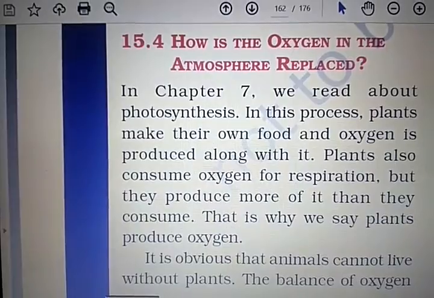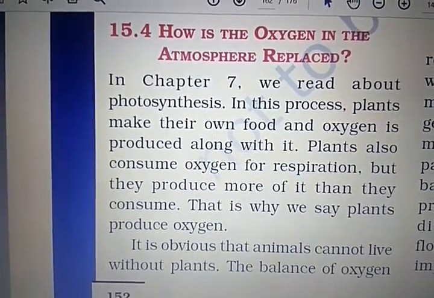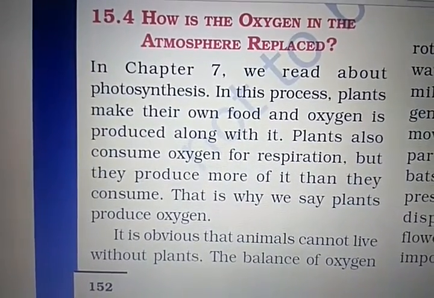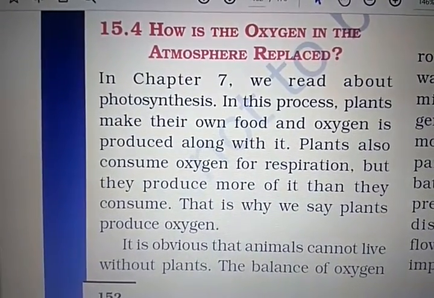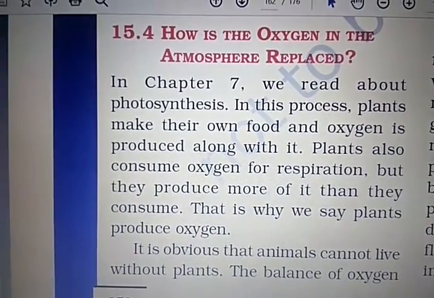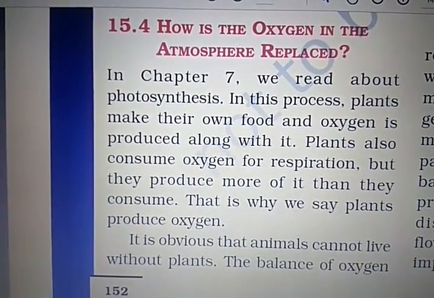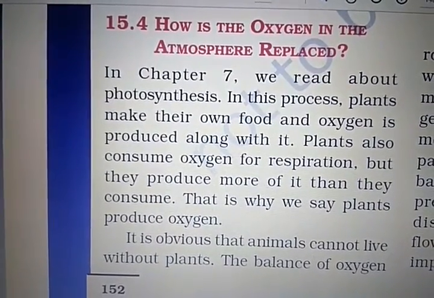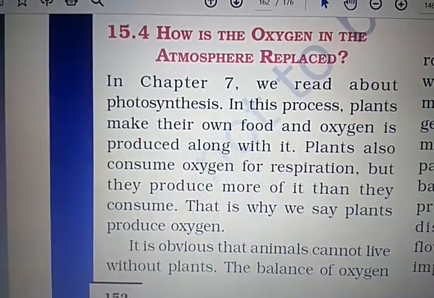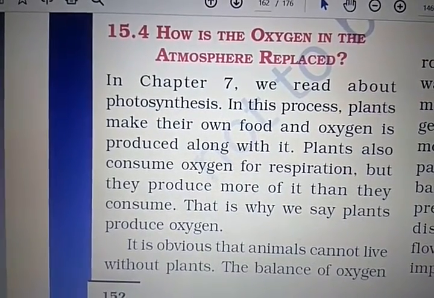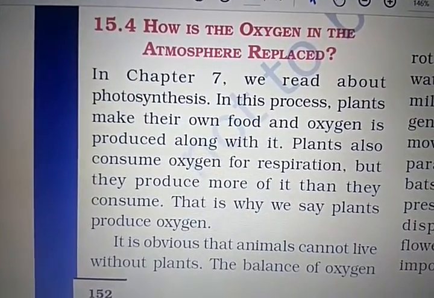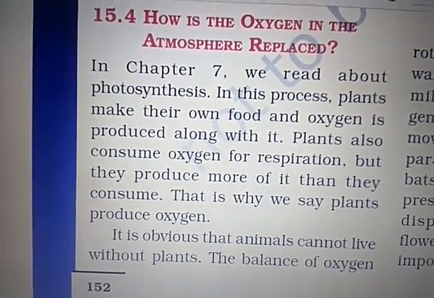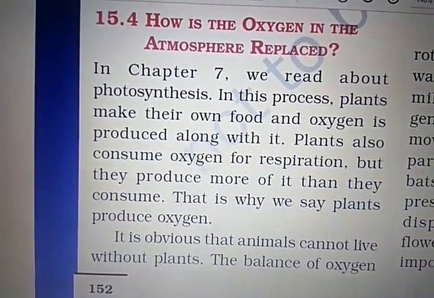Next topic: how is the oxygen in the atmosphere replaced? In chapter 7, dear students, we read about photosynthesis. Through photosynthesis, oxygen balance is maintained in nature. In this process, plants make their own food and oxygen is produced along with it. Plants also consume oxygen for respiration, but they produce more of it than they consume. That's why we say that plants produce oxygen. Plants use carbon dioxide and release oxygen.